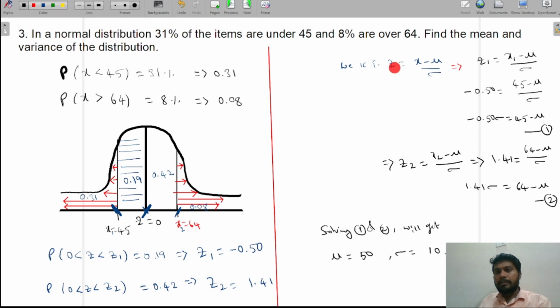So now I'm taking the formula of the normal distribution, z equal to x minus nu by sigma. Then here I'm substituting the values. Then I'm getting equation 1. Similarly, in the same equation, substituting the values. By solving it, I'm getting the solution of mean and standard deviation. Hence proved. Yes.